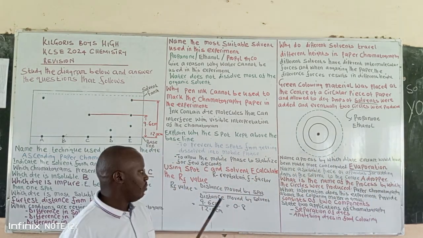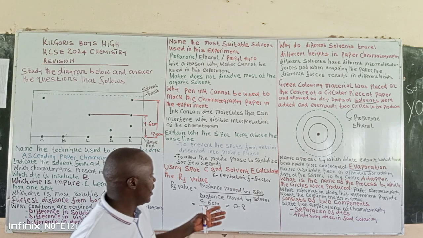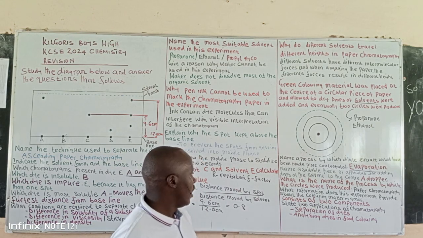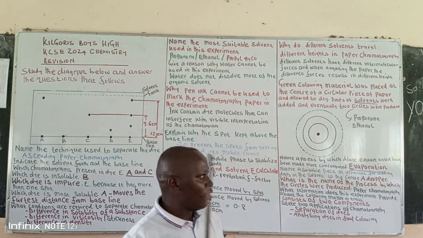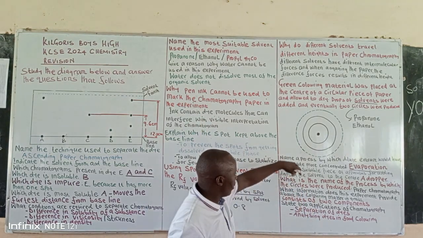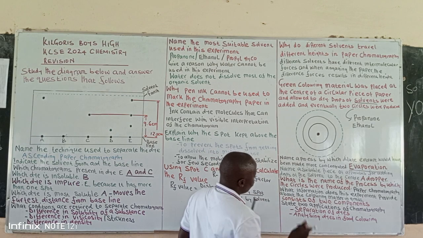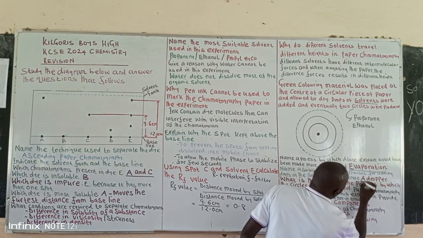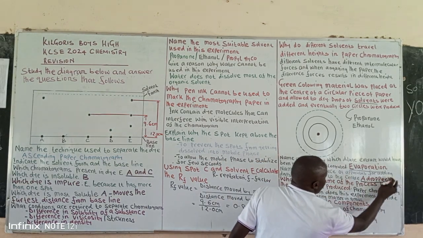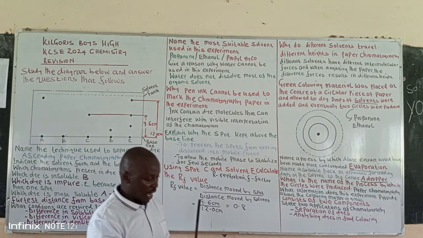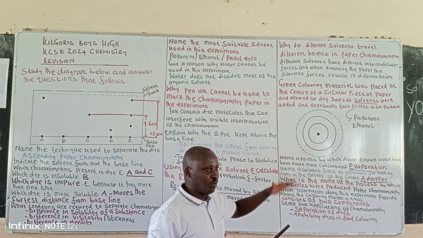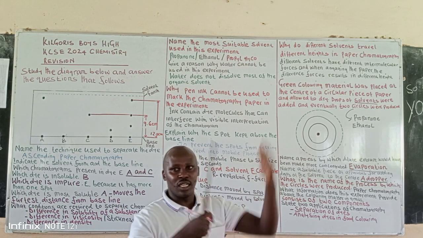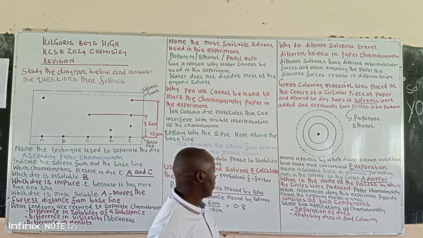Name a suitable piece of apparatus for adding drops of a solvent to the center at a controlled rate. In that case, we are using a dropper. A dropper is used to add the drops of a solvent at the center of this circular paper at a controlled rate.